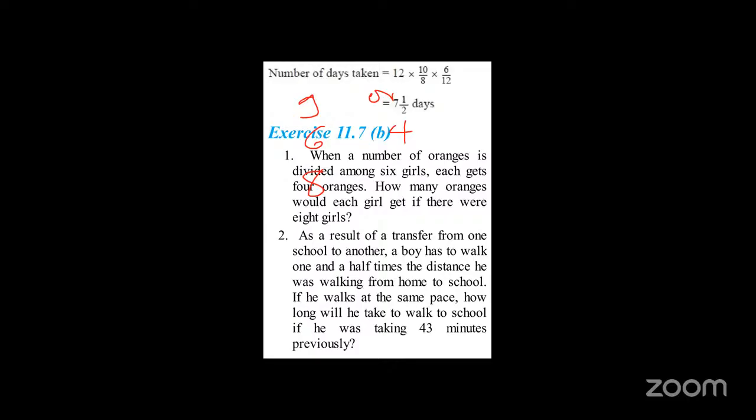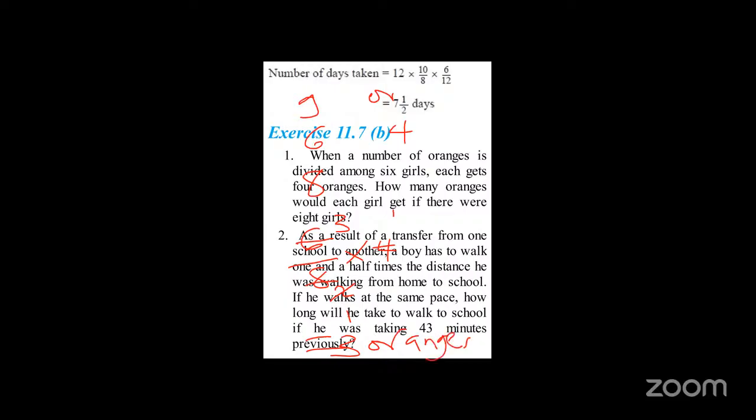So ukiangalia hapa, if the number increases to 8 for the girls, it means that the oranges will decrease further. So then we are going to use the ratio decrease here, which is 6 to 8. So itakuwa ni 6/8 times 4. So 2 goes here once, I mean 4 goes here once, goes here 2 times. 2 goes here once, goes to 6 3 times. So meaning that the answer becomes 3 oranges.